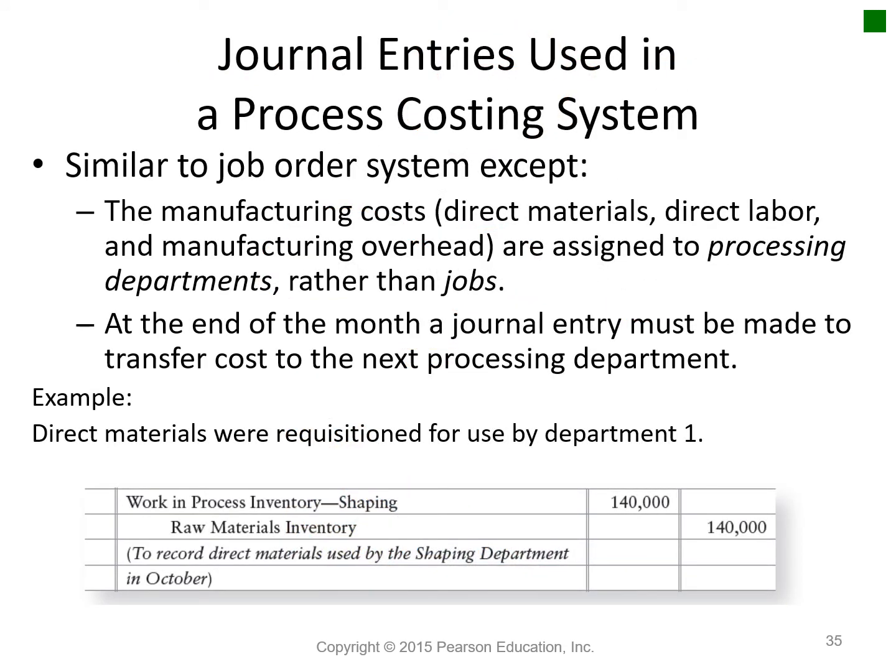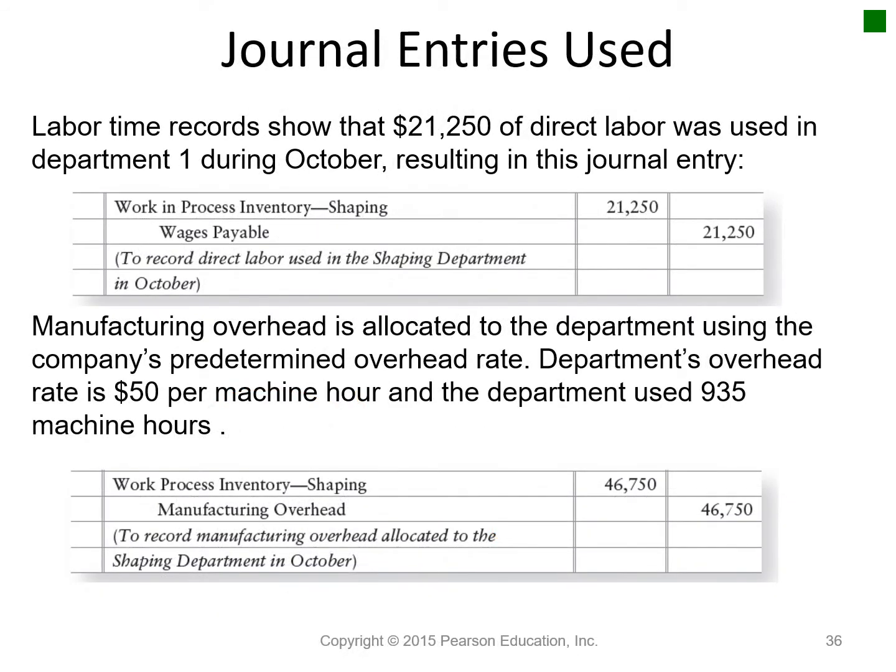So in this particular example, up here they talk about the similarities. It's essentially the same entries, you just have to make more of them. And so here it is, you're transferring materials into production. Notice what you do: you debit your work in process and you credit raw materials inventory. That is no different than job order costing. Notice it's the same idea. You've got direct labor being used in production. Notice they're debiting work in process for the direct labor. And it's basically the same as job order costing.